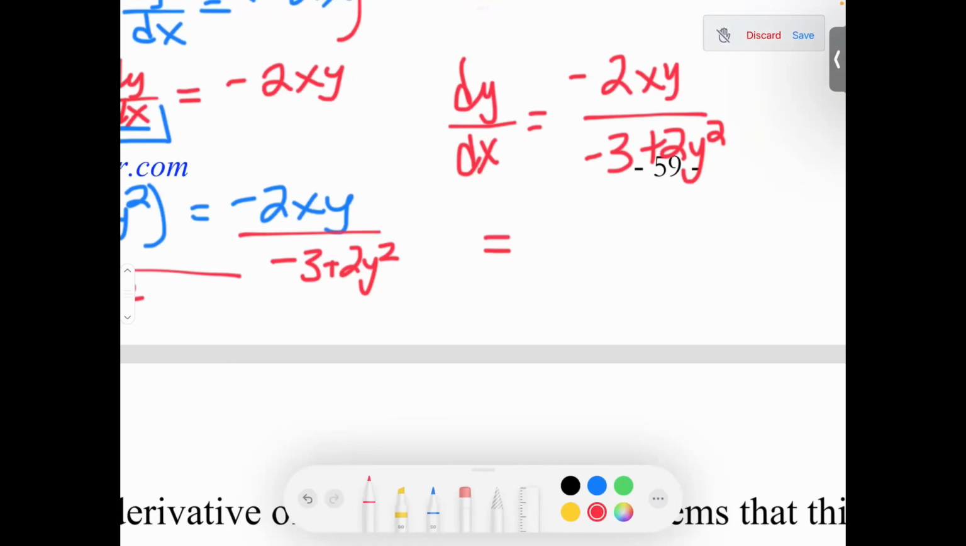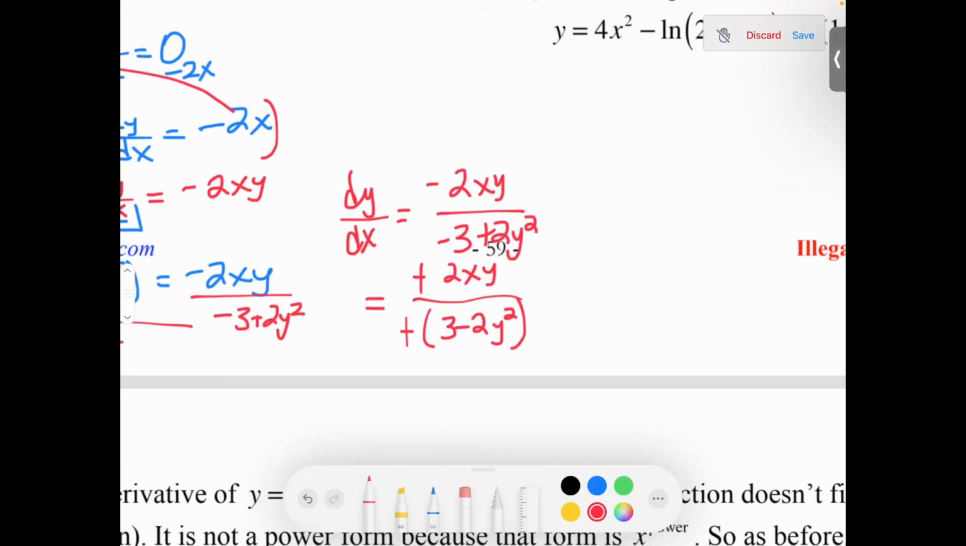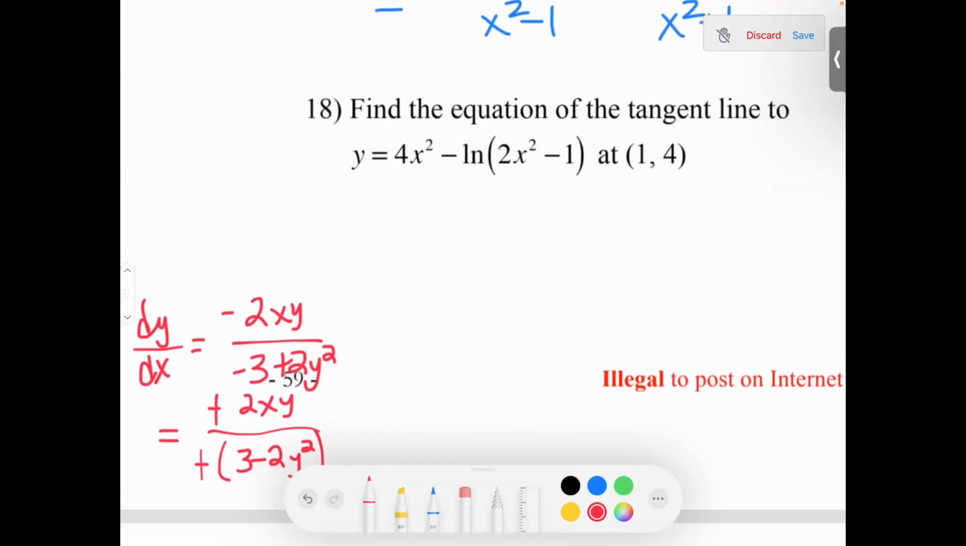Another variation of this answer, we could factor the negative out of the denominator. And if we factor that negative out of the denominator, we get negative parentheses 3 minus 2y squared. And then these two negatives actually cancel each other out. So we're left with 2xy over 3 minus 2y squared. So that would be an equivalent expression. And sometimes the way you solve an equation, your signs might be off by a negative, but we can factor that negative out to make the signs match.